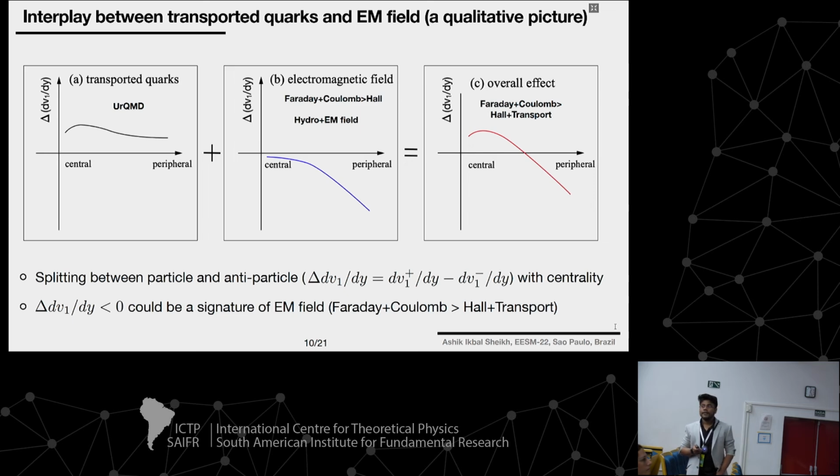Yeah, and I would like to add a comment here. The point you made is very important for beam energy dependence. At lower energy, you will have a longer persistent electromagnetic field compared to the higher collision energy. So it's very important to look at different collision energies, especially at lower energies.